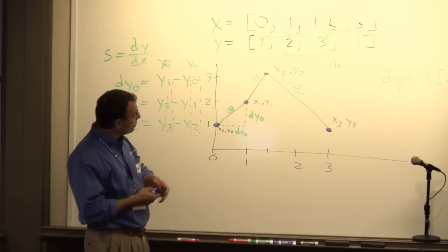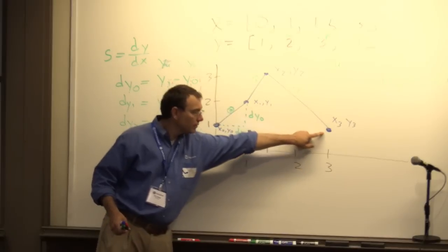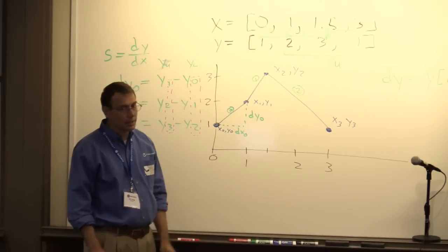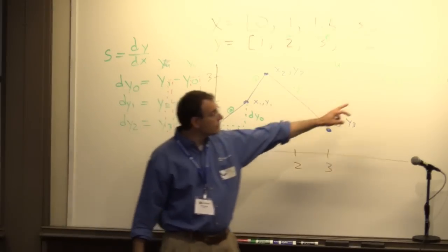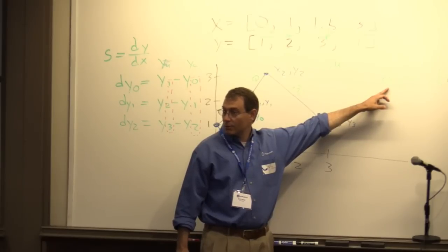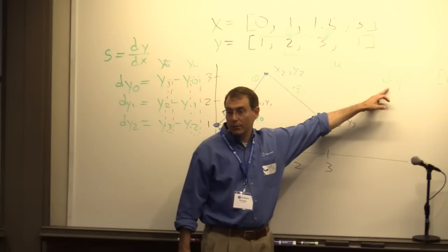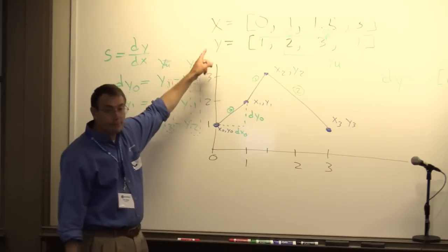Now, the thing you'll notice is, how many data points do I have here? Four. How many lines do I have? Three. So when I calculate this derivative, I'm only going to have 3 data points instead of 4. So anytime you take a derivative, you're at one less point than you were from your original data set.